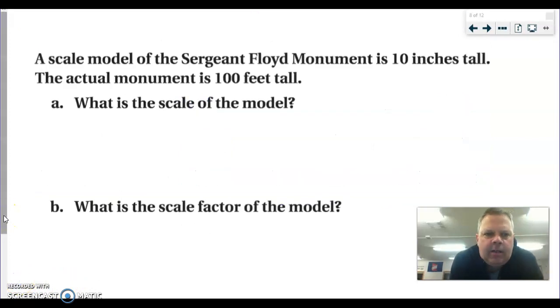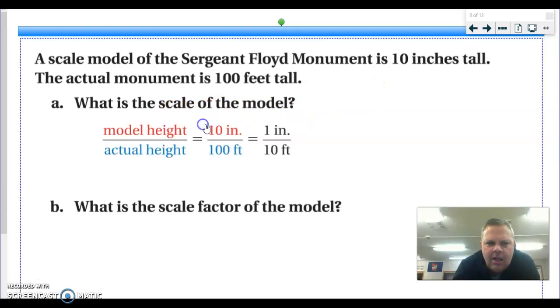The scale model of the Sergeant Floyd Monument is 10 inches tall. The actual monument is 100 feet tall. What's the scale of the model? So again, when I talk about scale, this means the model height over the actual height, which is 10 over 100. And when I simplify that, I can divide both of these by 10, and my scale is 1 inch is equal to 10 feet. The scale is 1 inch for 10 feet.